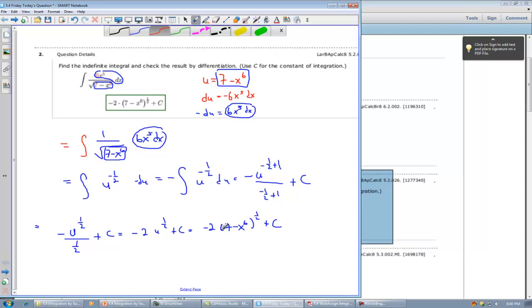So to take the derivative, 1/2 comes down, cancels with the 2. Right, so I get minus 7 minus x to the 6, to the 1/2 minus 1, so minus 1/2, and all times 0 minus 6x to the 5th, plus 0. And so what's going to happen? The negatives are going to cancel, and on top I have 6x to the 5th. And on bottom, because this is negative, I get square root of 7 minus x to the 6, all plus 0. All right, so that's exactly what I have here. All right, so it checks.